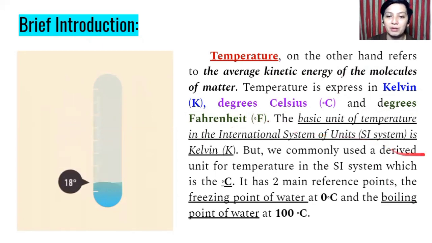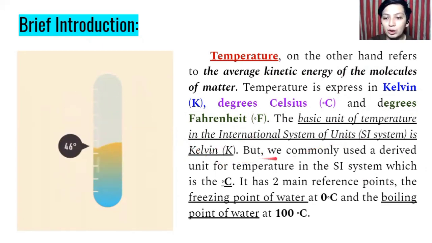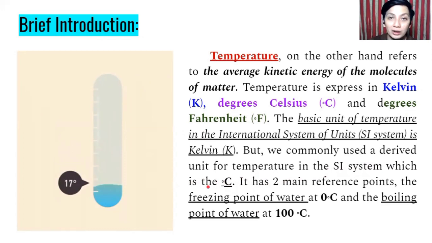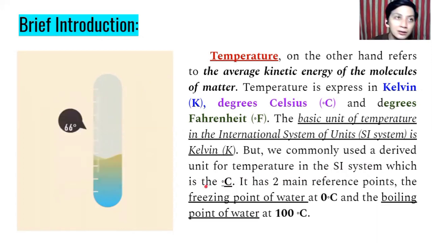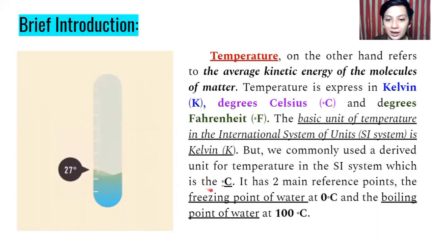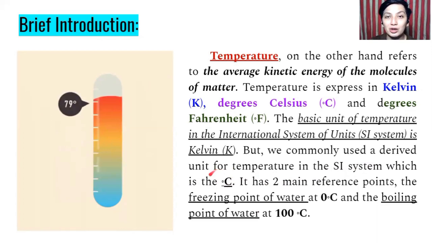The basic unit of temperature in the International System of Units or SI system is Kelvin. So this is the standard. But we commonly use a derived unit for temperature in the SI system, which is the degrees Celsius. Here in our country, ginagamit natin ay degrees Celsius. But in other countries, like in the West, they use Kelvin or degrees Fahrenheit. Makikita nyo lagi ito sa weather forecast natin, degrees Celsius.